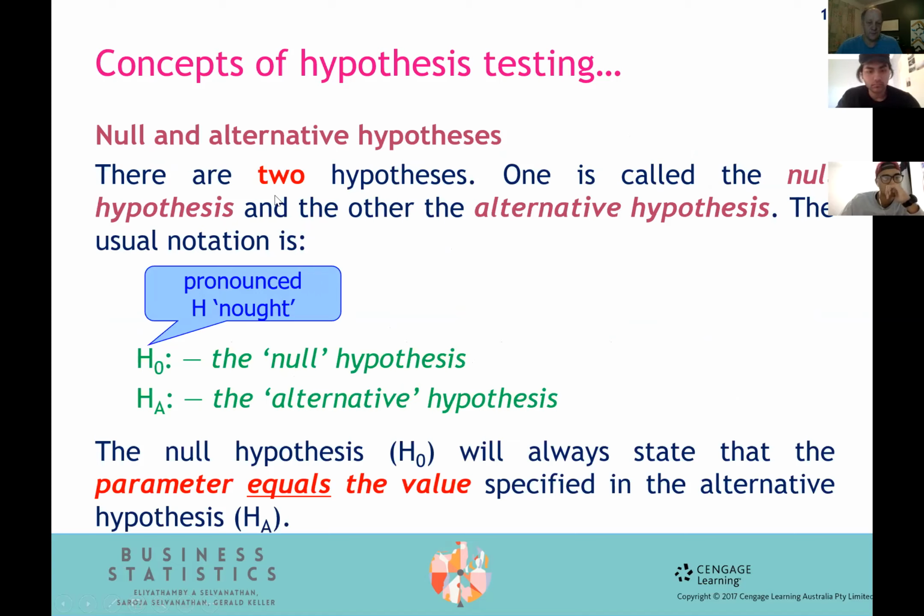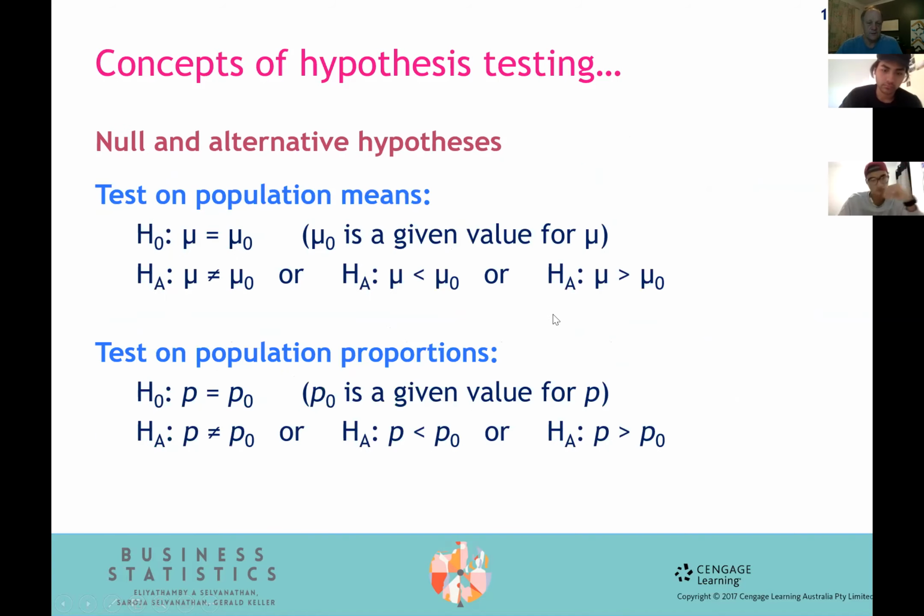Null and alternative, there are two hypotheses, the null hypothesis and the alternative. I think I've stressed that now. Okay, so let's look at it. What does it look like in statistical terminology?